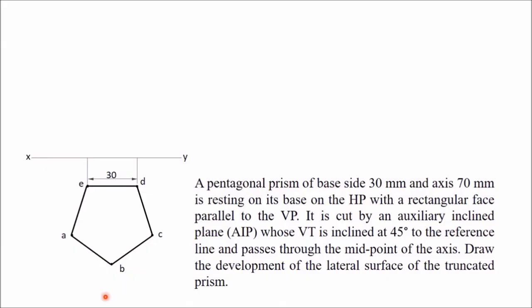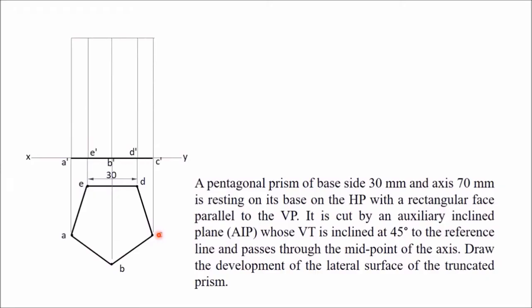When you look from this direction, that is in front view, this base will appear on XY line. So first mark these points on XY line. Now height of this prism is given 70 mm. So all these sides A, B, C, these three sides will be visible. So through these points, draw vertical lines of length 70 mm. So this is 70 mm.